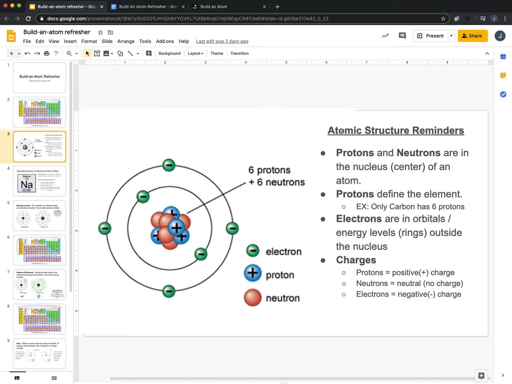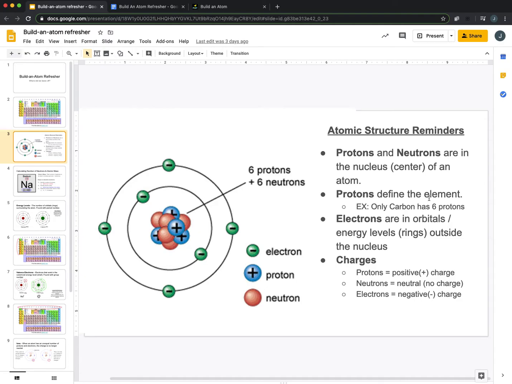When we look at the atomic structure of an atom, there are protons and neutrons, and those are in that center point. They are the nucleus of the atom. And protons are what are going to be defining that element. Protons are the element. If you have 6 protons, you're carbon. If you have 5 protons, you're not carbon. If you have 7 protons, you are not carbon. In order to be carbon, you need to have 6 protons.